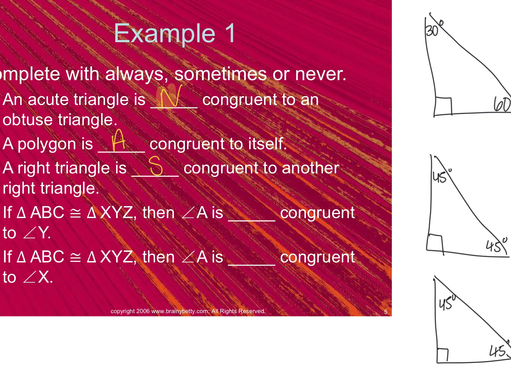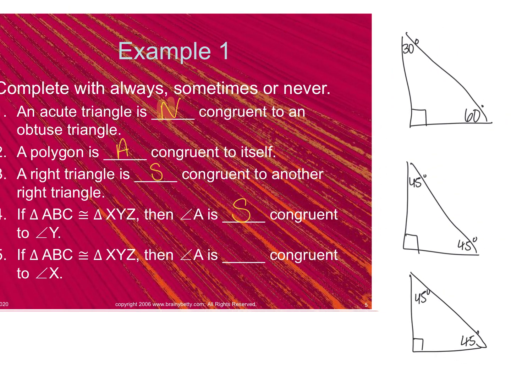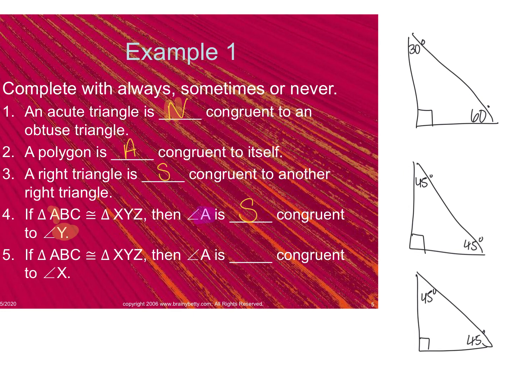This one would be sometimes. Why would it be sometimes? I'm going to show you why. Because remember, like we said, we're matching our pairs. So when I'm looking at this and we're talking about A and Y, my A is right here and my Y is right here. Is it in the same position? No, they're in two different positions.